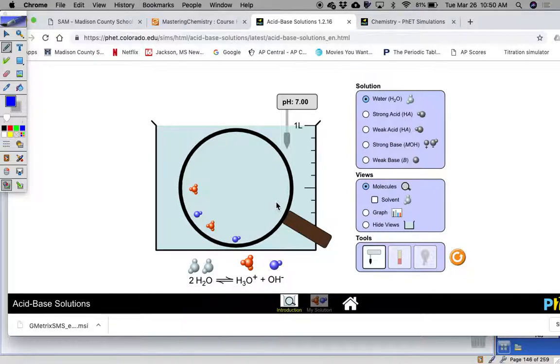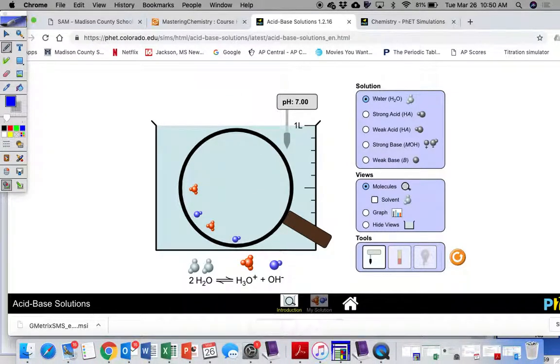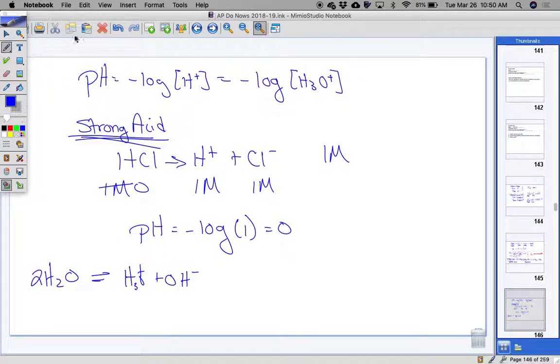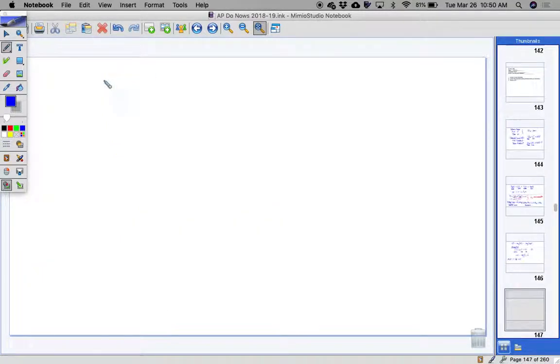All right, so water auto-ionizes. There's a K for water, too. There are so many Ks. That auto-ionization reaction for water has its own K. This is KW, K water.